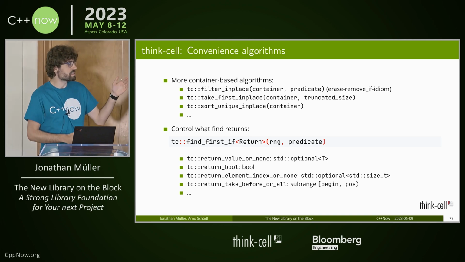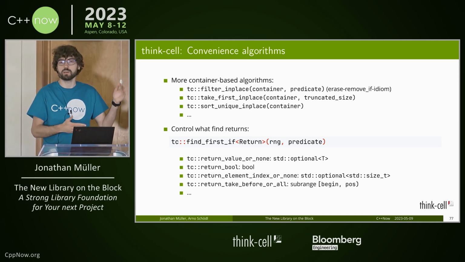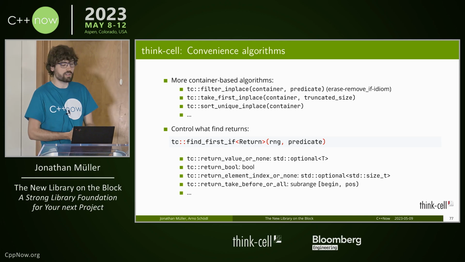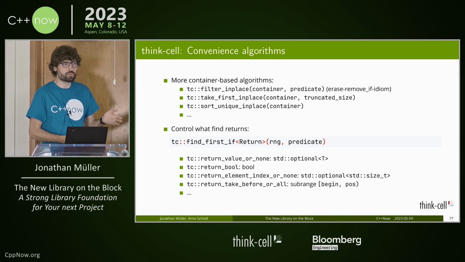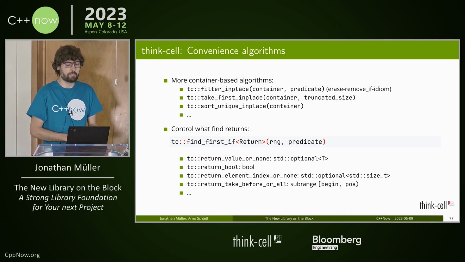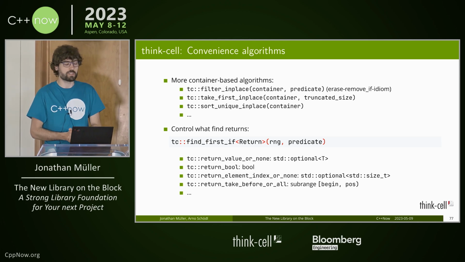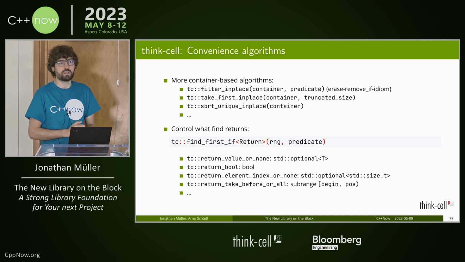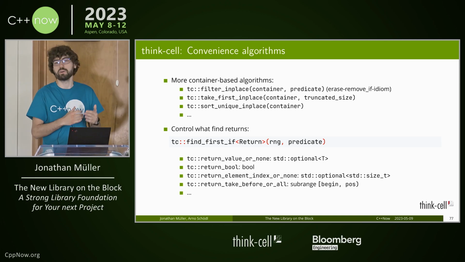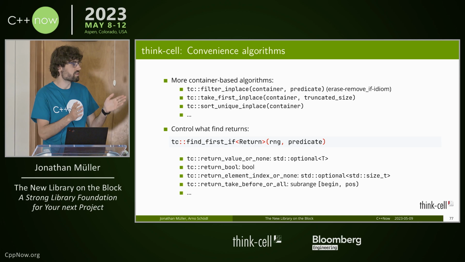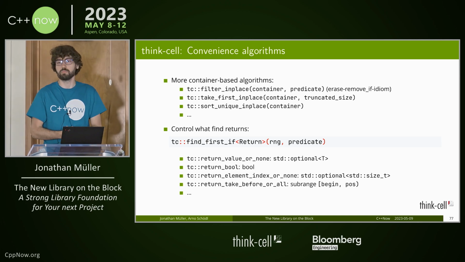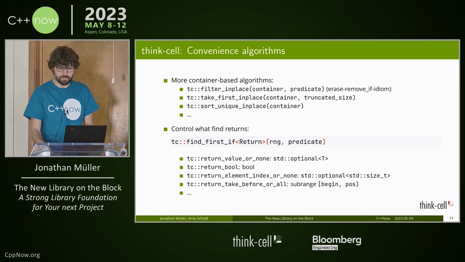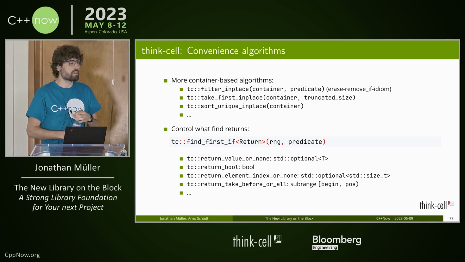So our find takes a return type, where you can just specify what you want. You can say return value or none, which gives you an optional. You can return bool, to just check, is the element in there. You can get the element index inside an optional. You can get a subrange for everything that's before, and so on. So it's a lot more convenient. Just call the find that you actually want in this particular case, instead of getting the iterator and then doing some comparison against that. Any comments about our range library?